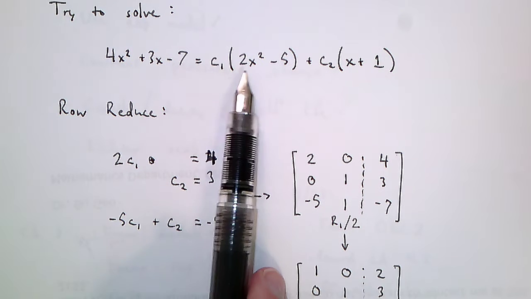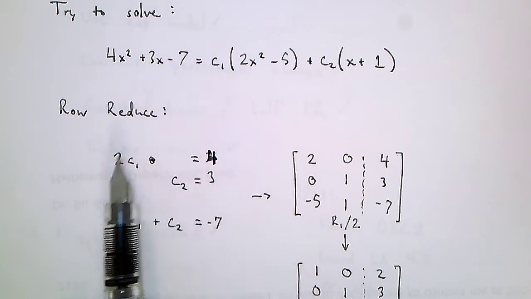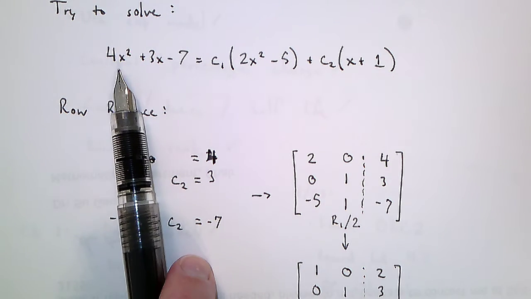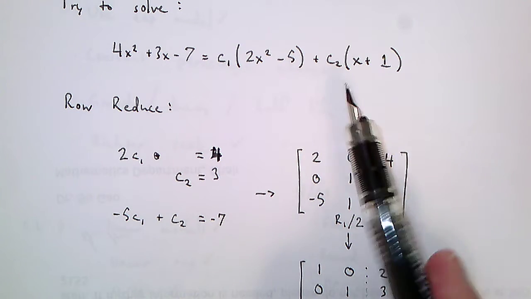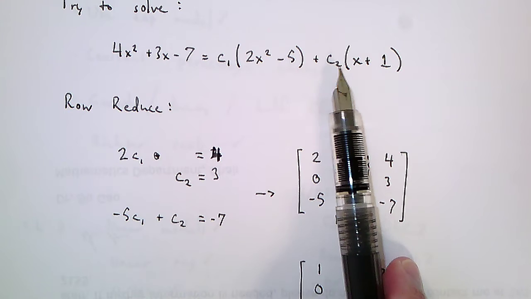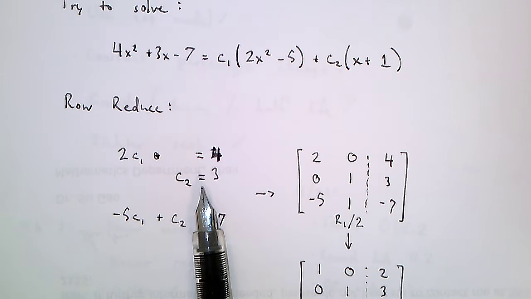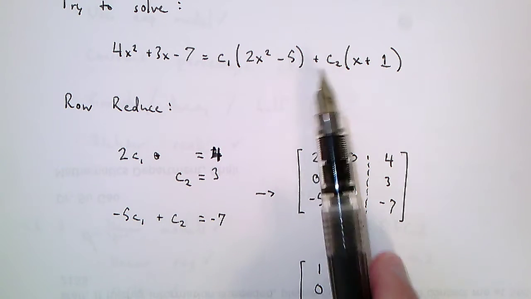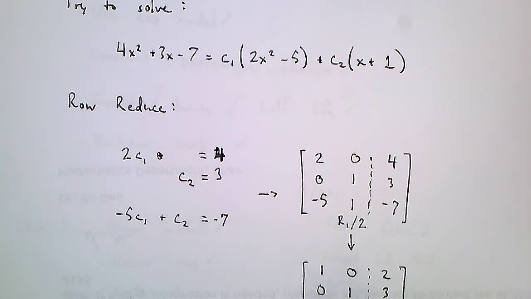So over here, there's only one x squared term, a 2x squared times c1. So that gives us our first equation, 2c1 is equal to 4. And then for a second equation, we can look at the x terms, and there's only one over here, the c2 times x, and that has to match up with 3. That gives us a second equation. And then our third equation, this minus 7 needs to match up with c1 times minus 5 plus c2 times 1. And that gives us the third equation.